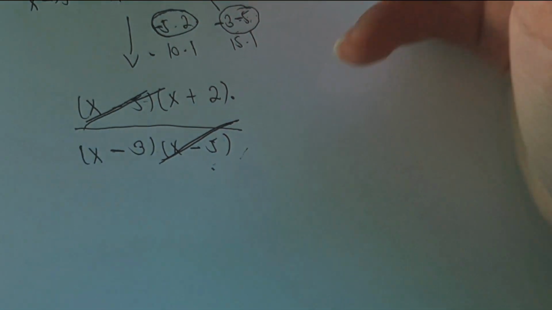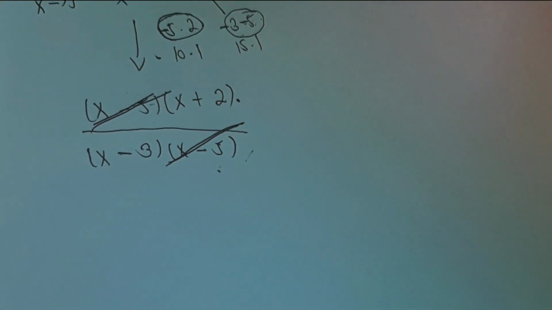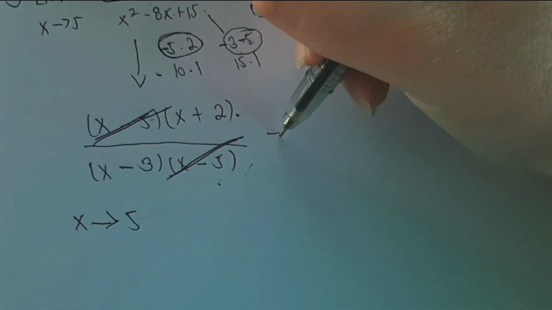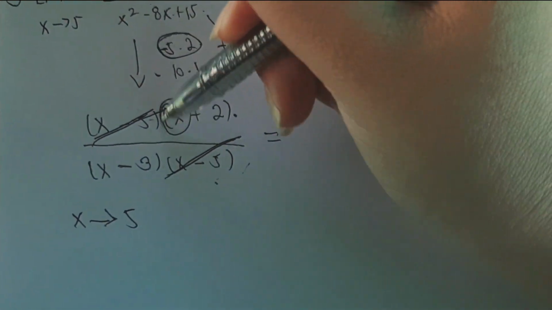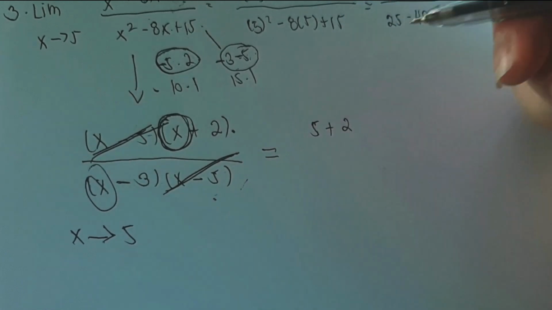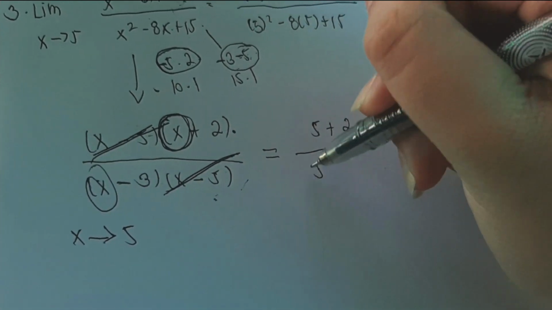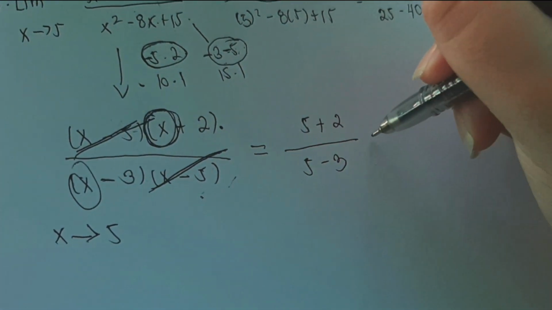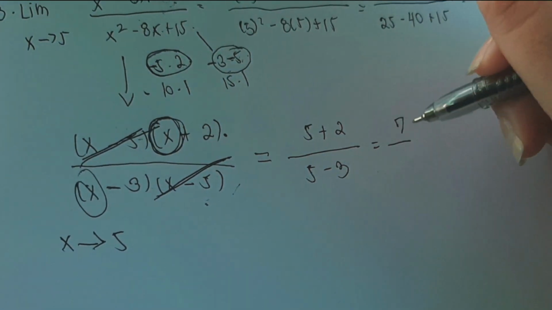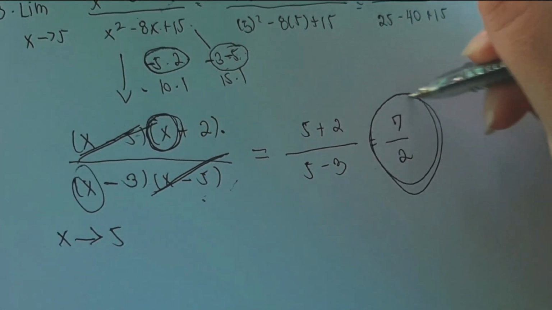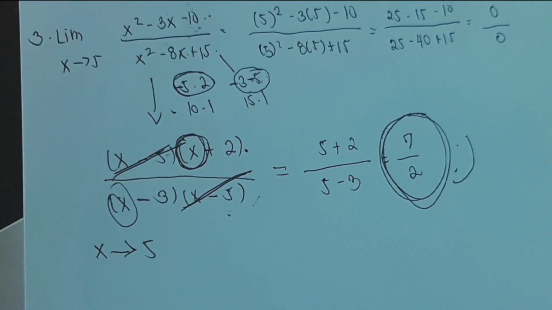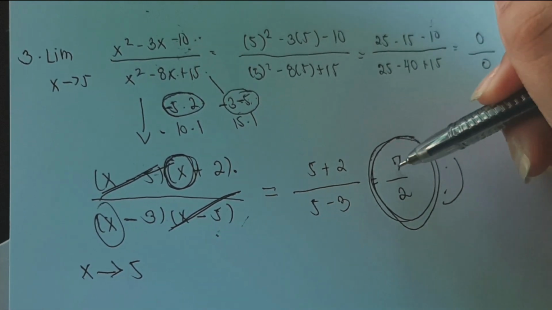So now, let us substitute x with 5 because that is our given. Now let's substitute the x with 5. So 5 plus 2 and 5 minus 3. Now we simplify that. 5 plus 2 is 7. And 5 minus 3 is 2. So this is our final answer. Our final answer for this example is 7 over 2.